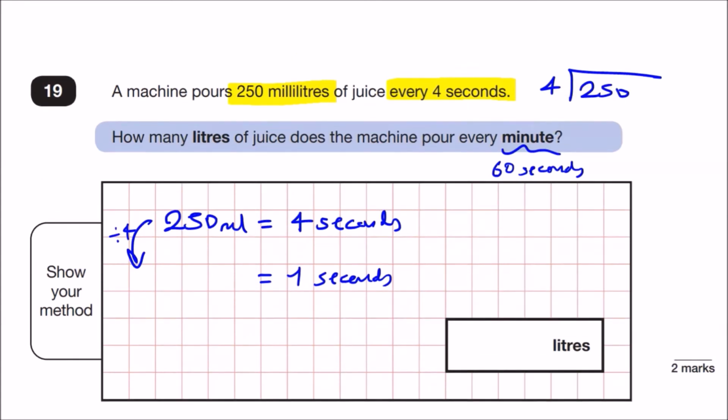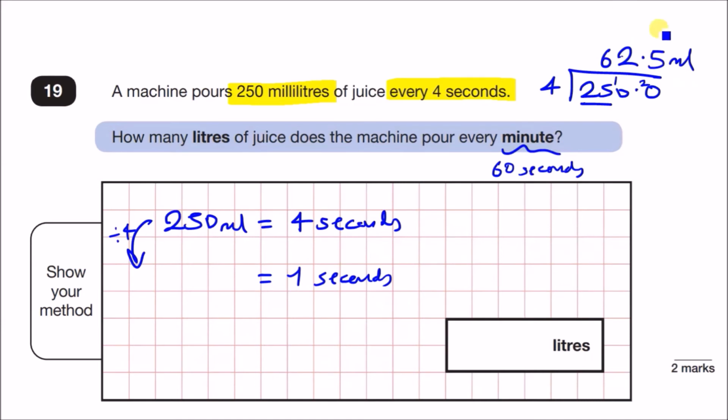I'm going to scroll this up a bit. Well, how many 4s go into 2? None. So we say, okay, how many 4s are there in 25? Well, 6, remainder 1. So now we've got 10. So how many 4s are there in 10? Well, there's 2. And it should give us a remainder of 2. But because there's no more spaces, add an extra decimal 0 and put the 2 here. And therefore, we ask ourselves now, how many 4s are there in 20? Well, this divides perfectly and gives you 5. So actually, every second, this machine pours out 62.5 milliliters of juice.